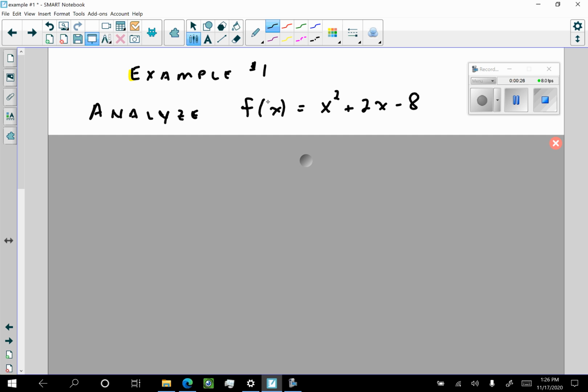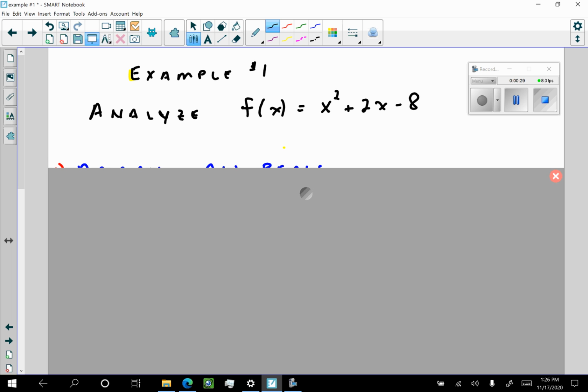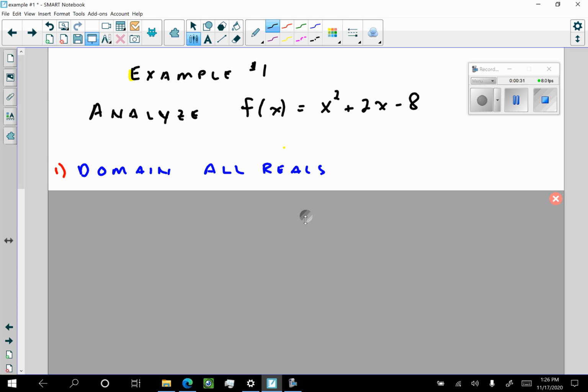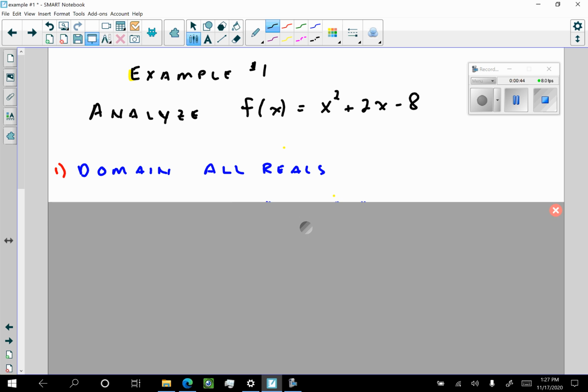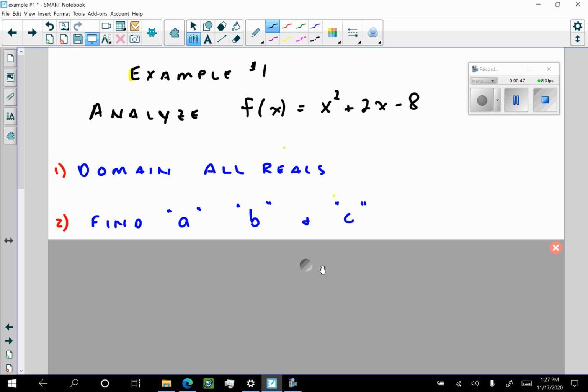The very first thing that we're going to do when we analyze this function is find the domain. And we're going to realize that the domain of a quadratic function is all real numbers. So we still have some work to do to find the range, and we will find the range. The second thing we're going to do is find A, B, and C, because we're going to need the A, B, and C to analyze that function. Keep in mind, if I'm going too fast, you can always pause the video to keep track of your notes. This will help you on the assignments that are due Friday.